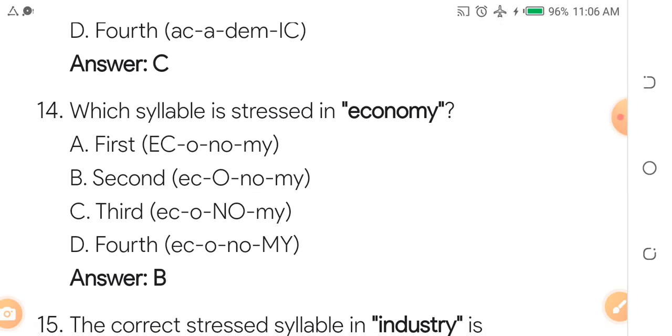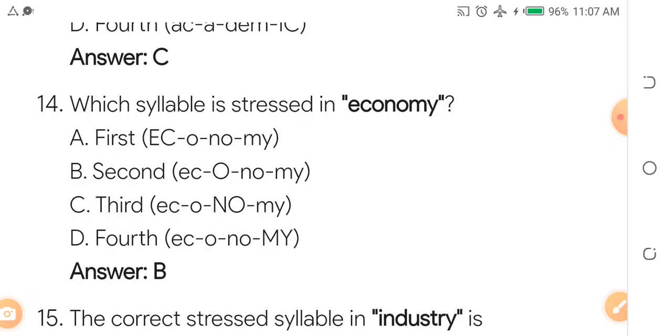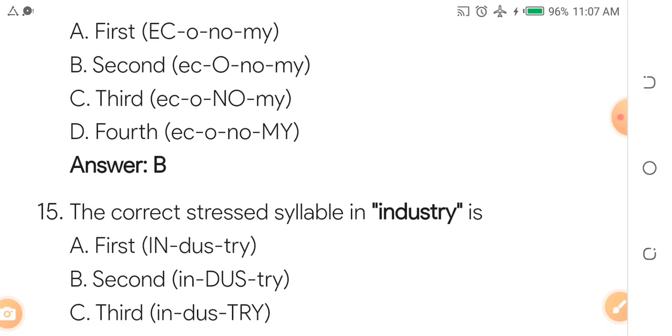What I'm giving you are popular questions, so note them. You cannot run away from them. Which syllable is stressed in economy? The answer is actually B. The second syllable, economy. You stress the first O. I hope you are learning.